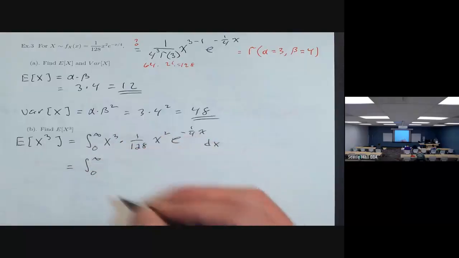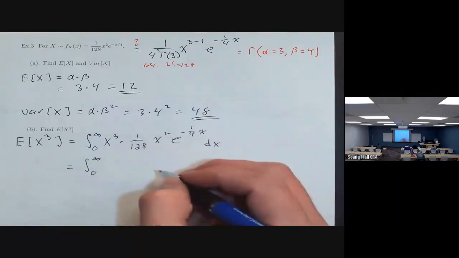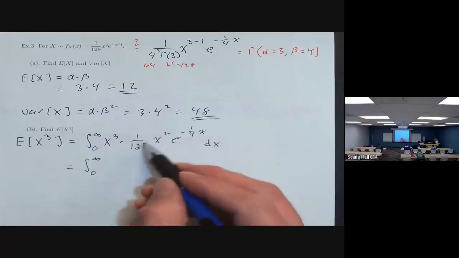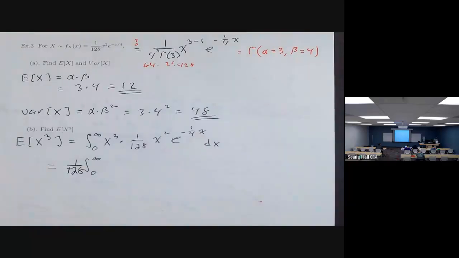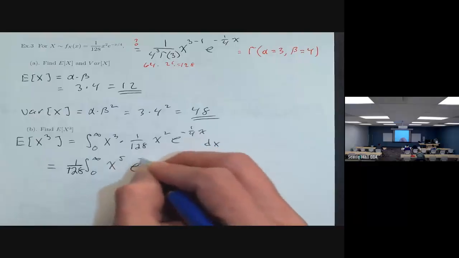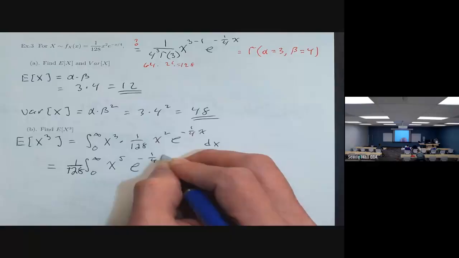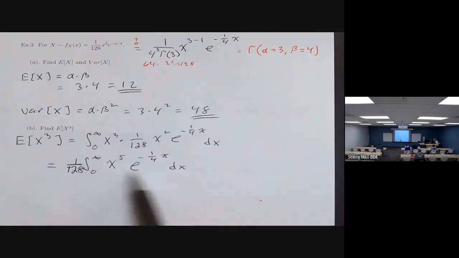So I have the integral from 0 to infinity. I kill two birds with one stone. I'm going to bring the constant on the outside. And so I would have x cubed times x squared gives us x to the 5th, and e to the negative 1/4 x dx. That's just another gamma distribution, roundabout. We're going to get there. So let me pause, let people get caught up. So far I didn't do anything other than bring the constant out, and I have this.